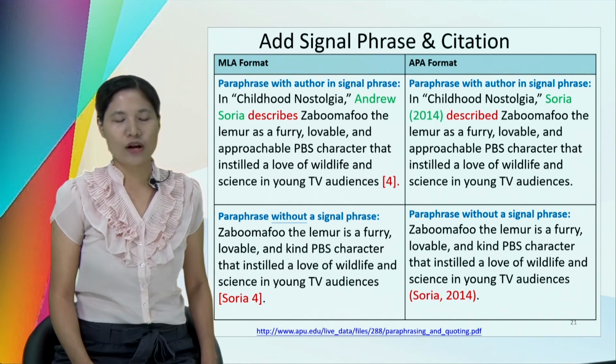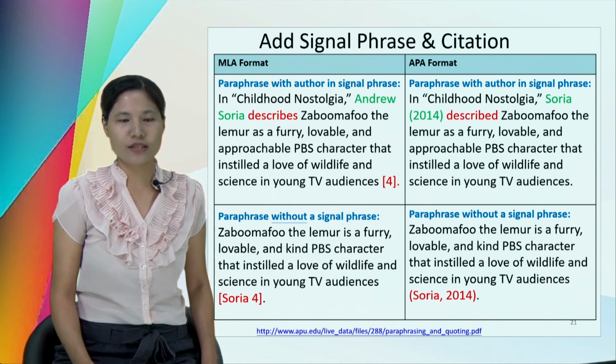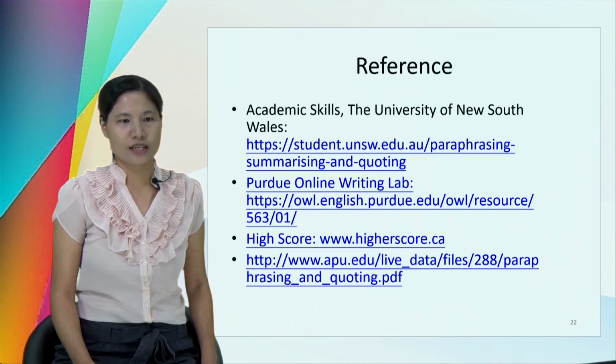But what about when we want to paraphrase without a signal phrase? If you do not want to use that verb, you can just look at the example. The Bumafu, the lemur, is a furry, lovable, and kind PBS. So here you don't see any name of the author, but you can see in the in-text citation, 在内文的出处, you can see Soria 2014. 在内文 paraphrase 的最后面加上文章的出处. So these are all the different paraphrase skills I want to introduce.